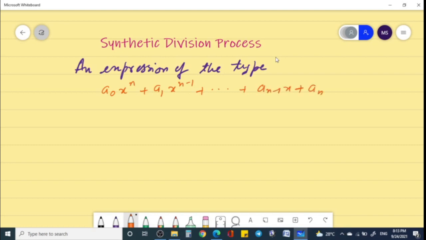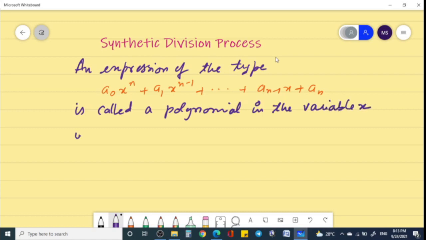An expression of the type a naught x raised to power n plus a1 x raised to power n minus 1 plus ... plus a n minus 1 x plus a n is called a polynomial in the variable x with coefficients a naught, a1, ..., a n minus 1, a n. These coefficients may be from the set of real numbers, rational numbers, integers, or another prescribed set.